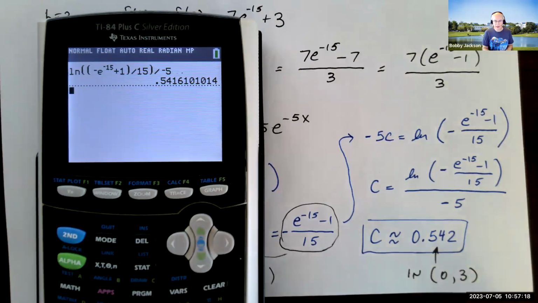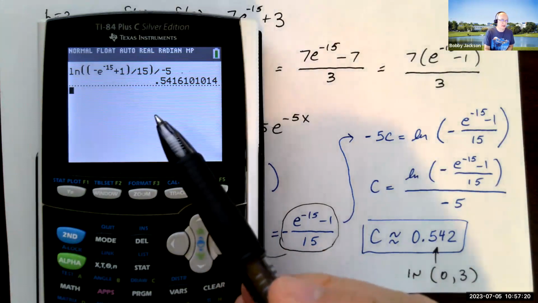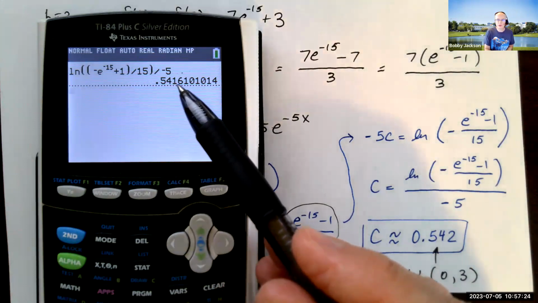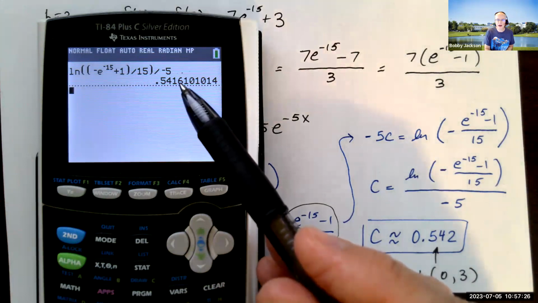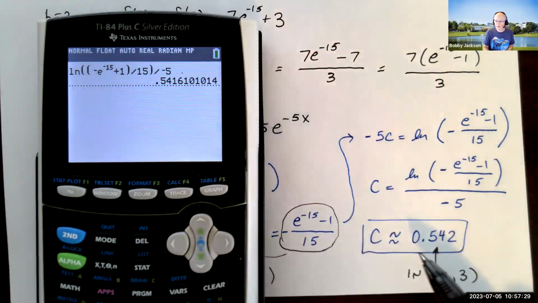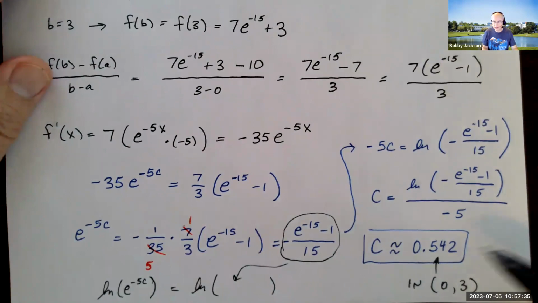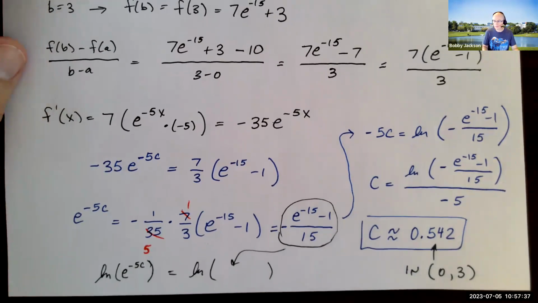We get this number, and they wanted us to round it to the third decimal place. So we would round that 1 up to a 2 because the next number is 5 or higher. So 0.542. Important to note that that is in the interval from 0 to 3, as we're guaranteed to have at least one value. It turns out we just have that one value in this interval.